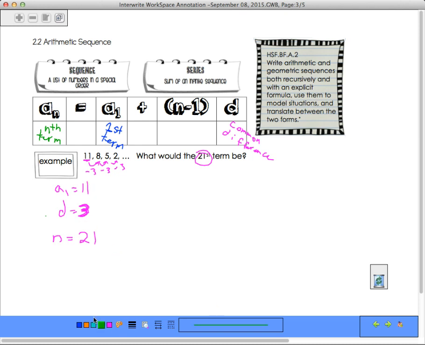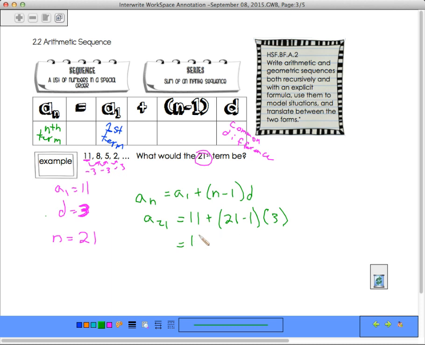All right, now we're ready to plug everything in. So I have a sub n, which just means the nth term, is equal to a sub 1 plus n minus 1 times d. This is just distribution. We'll talk about that later. So a sub n, we're going to say a sub 21 equals a sub 1 is 11 plus n minus 1, n is 21, so 21 minus 1, times d. D is negative 3 in this case. All right. This just means the 21st term. So this is just a label. We're going to simplify over here.